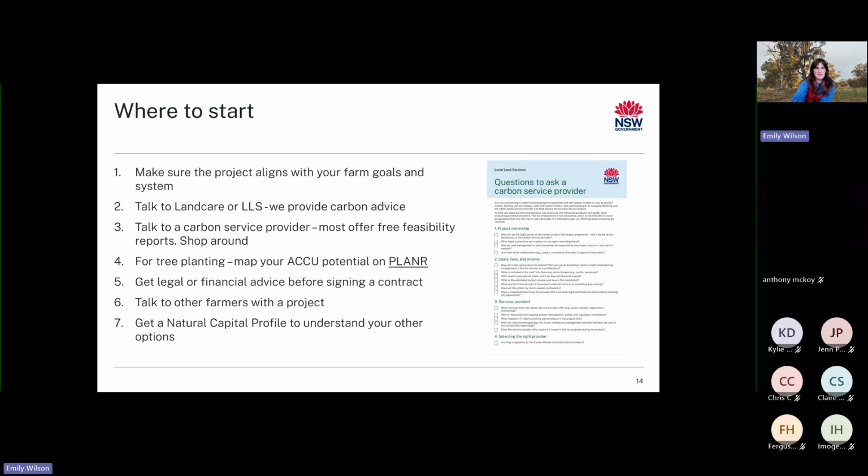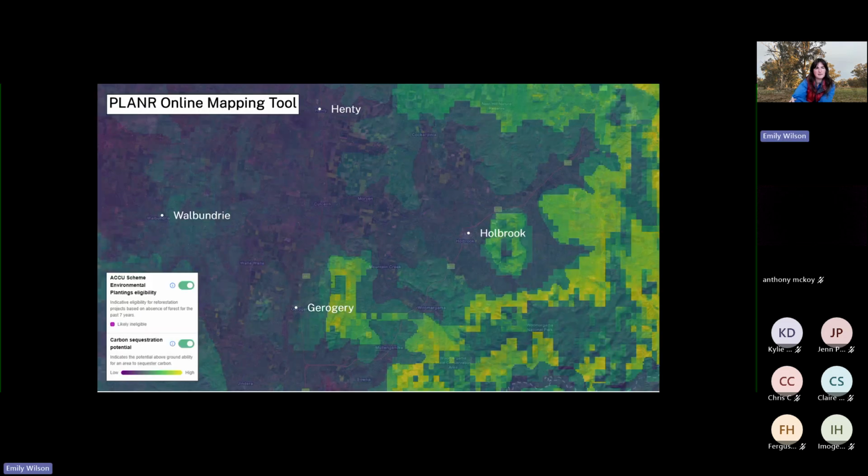So just quickly, Planner is an online mapping tool developed by CSIRO, so it's free. It is really interactive. You can draw in your property and then draw in different areas where you might want to plant trees. And then it comes up with how many credits you'd make from that area. So it's a really great way to get an indication of the potential credit yield of a project.